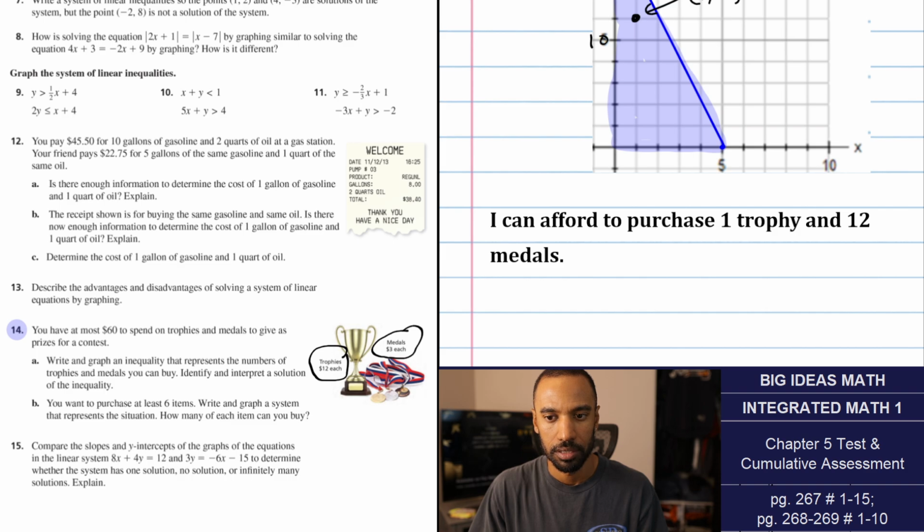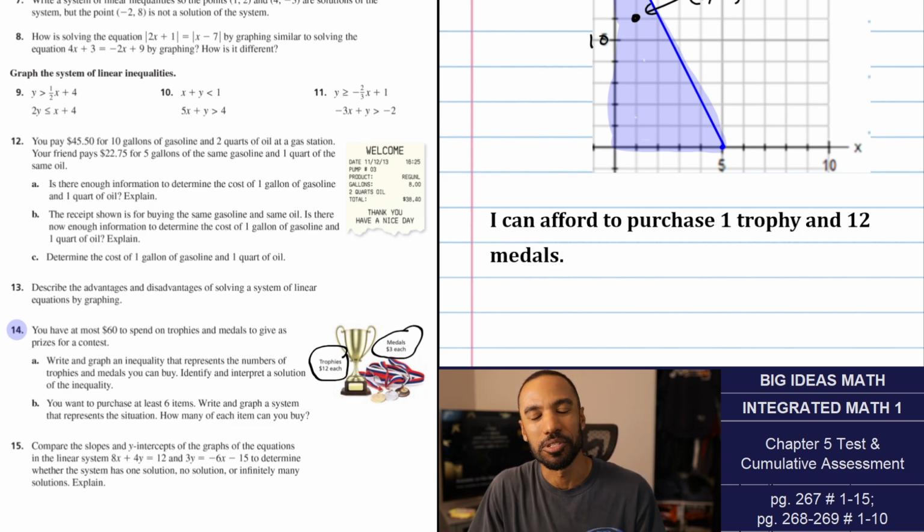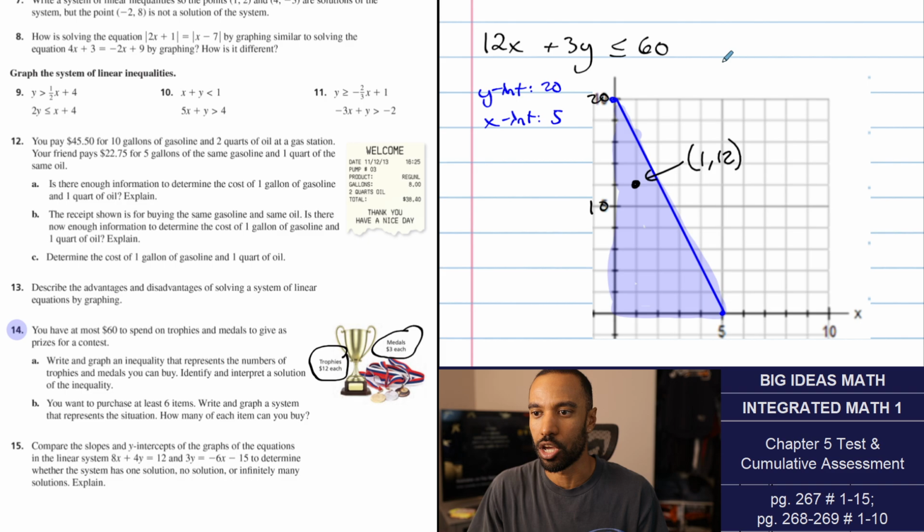Wait, what? You want to purchase at least... Oh, 6 items. I thought it said 6 times. I was like, what are you talking about? Well, I can do this one. It says write and graph a system that represents the situation. Oh, got it. Okay, so we have to go into this a little bit more.